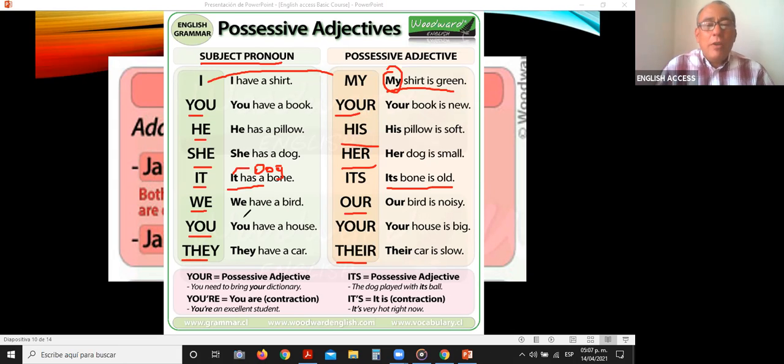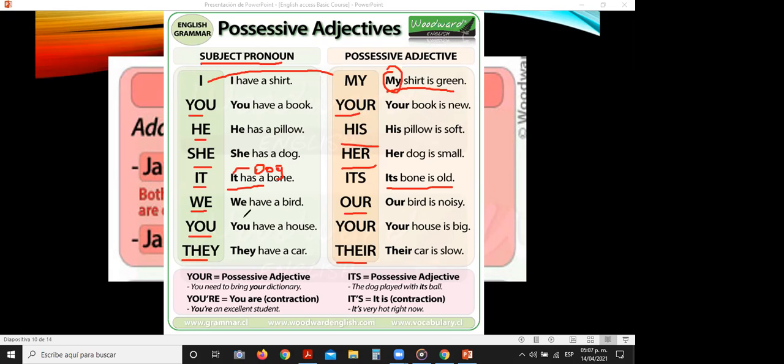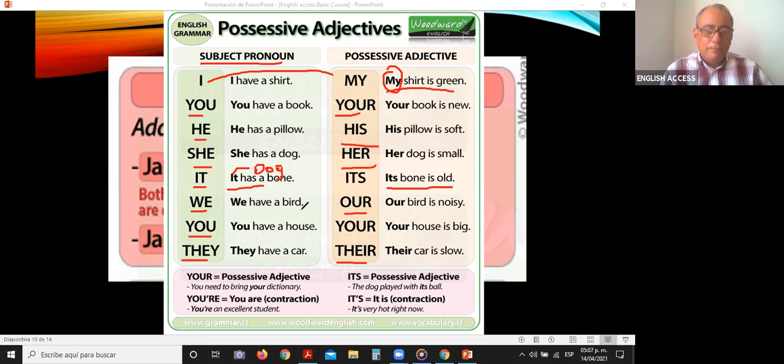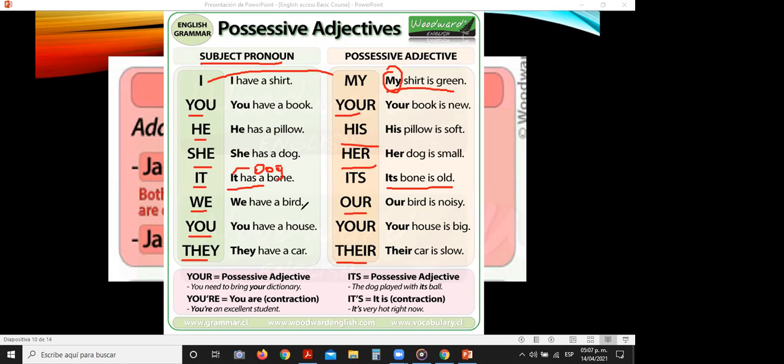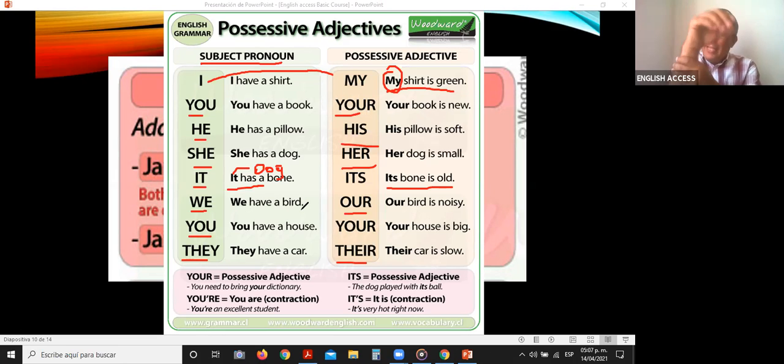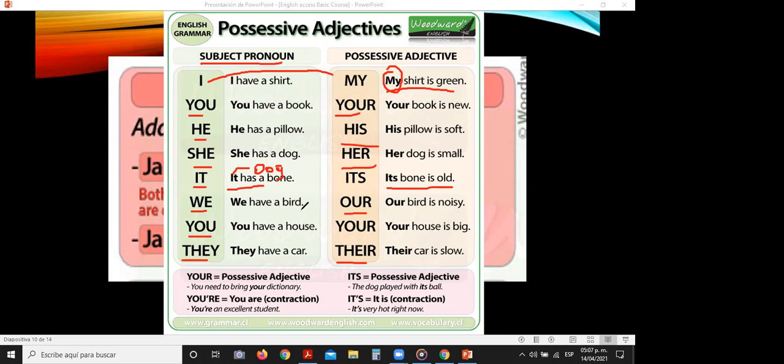It replaces dog. Y solamente hace referencia al hueso del perro. Meaning that the dog is playing with the bone. Se refiere a que el perro juega con su hueso. No, no el hueso de alguien. Sí, sí, hueso.